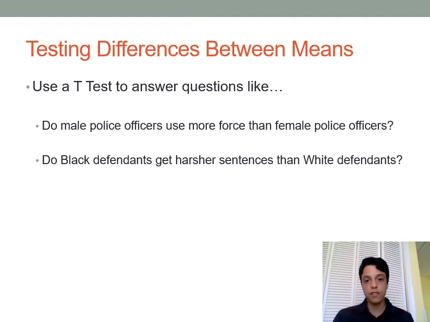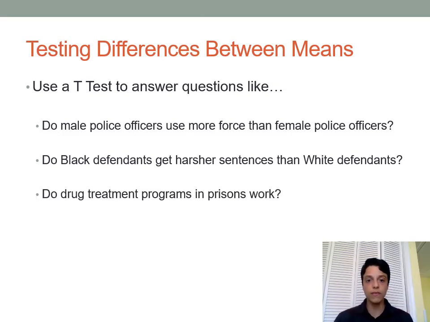If we're talking about courts, do sentence lengths depend on race? Do black defendants get harsher sentences than white defendants? It would be the same idea where you could take a sample of sentences or cases and then compare outcomes among the two groups in your sample and then see if, in the population of people who are getting sentenced as a whole, there is a difference by race? And a final example here, do drug treatment programs in prisons work? So just giving you police, courts, and corrections.